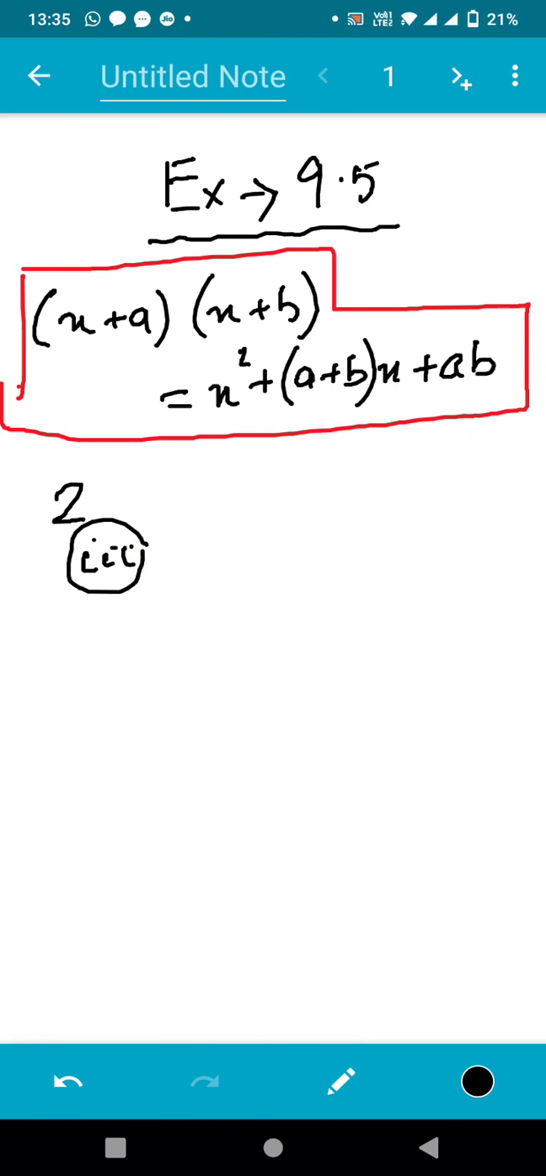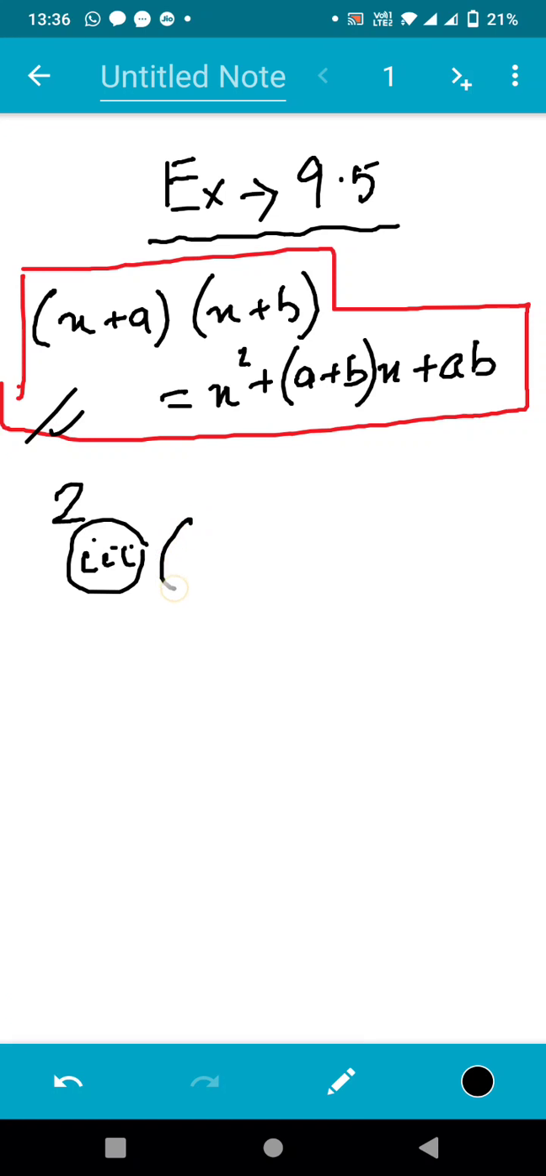As we know, we have to use this identity for all the questions of question number 2, isn't it? I have written that (x plus a)(x plus b) equals x square plus (a plus b) times x plus ab. Okay, so let's see what we have in sum number 3.